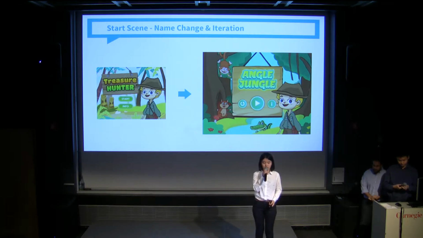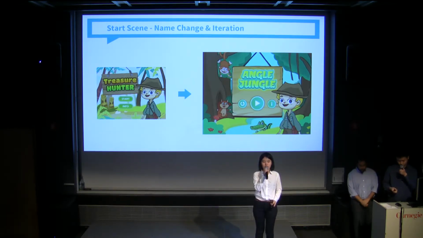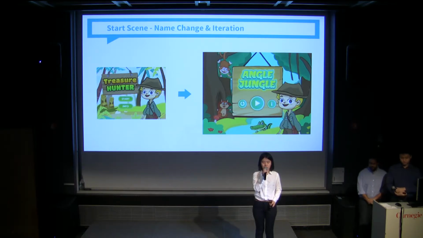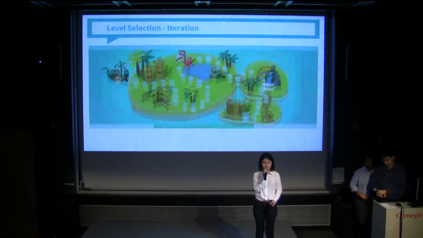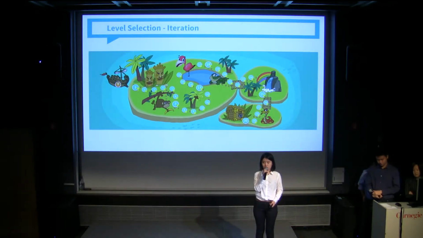After half, we actually changed our start scene and also our game name. We have a new game name, Angle Jungle, which is more theming and suitable for our goal. We also add different elements like the animals into the start scene because we now have 5 different themes. And initially, we have very simple user interface design. After half, we change it into a more funny way to express.